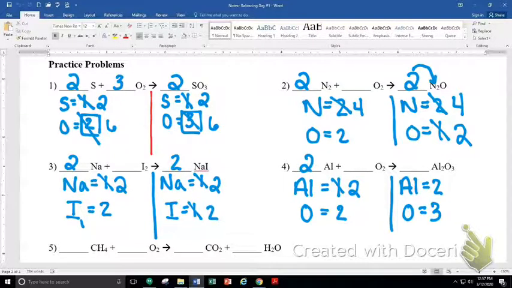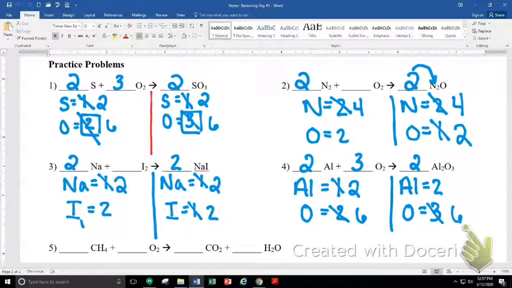The oxygen is kind of like what we saw in the first example, where it's not going to work out that I can multiply by a whole coefficient. So I have to look at what do they both go into. These both go into 6. So again, how do you get that on that side? You're going to put a 3. On this side, a 2.